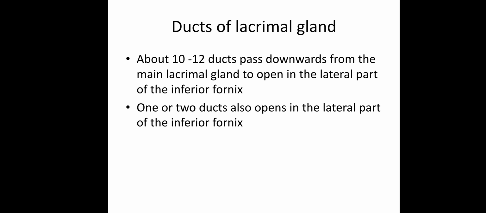Ducts of the lacrimal gland. It consists of 10 to 12 ducts which pass downwards from the main lacrimal gland to open in the lateral part of the superior fornix. 1 or 2 ducts also open in the lateral part of the inferior fornix.